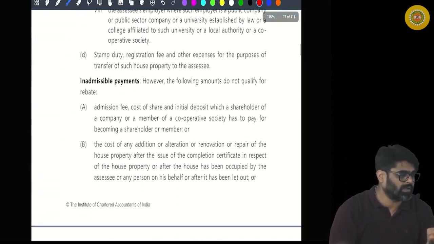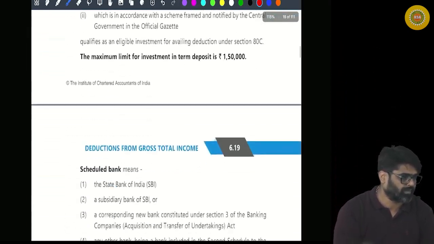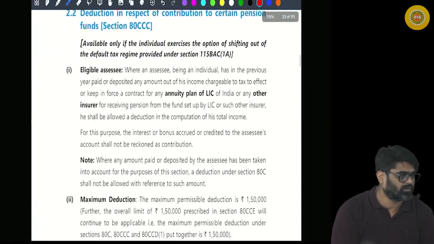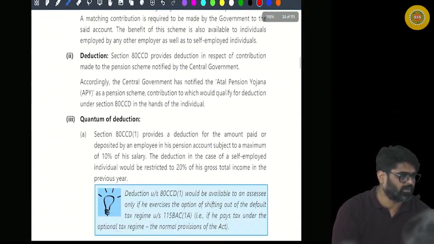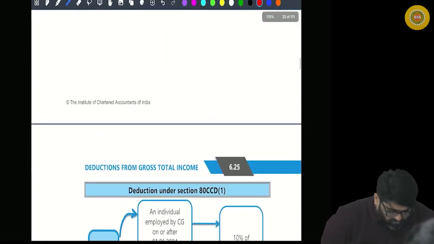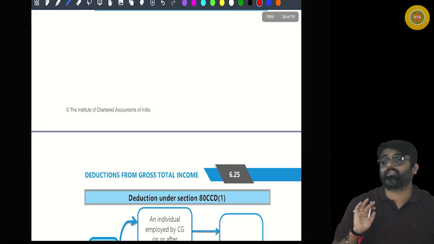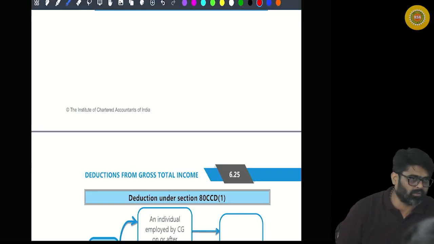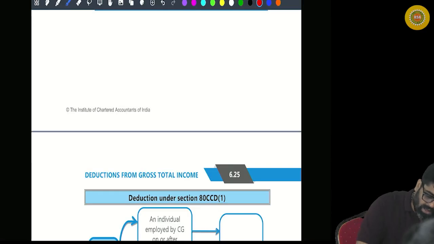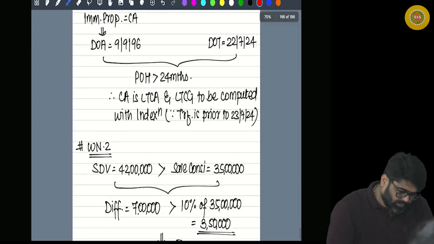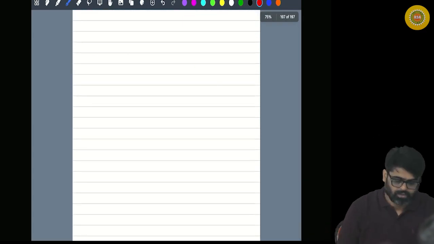Now let's come to the next part. Next illustration is 80CCC, 80CCD and 80CCD(1). Now pay attention. I would like to discuss 80CCD with you first. Then I will solve the next question, and then it will be understood what I exactly want to tell you. Shall I? Now pay attention.